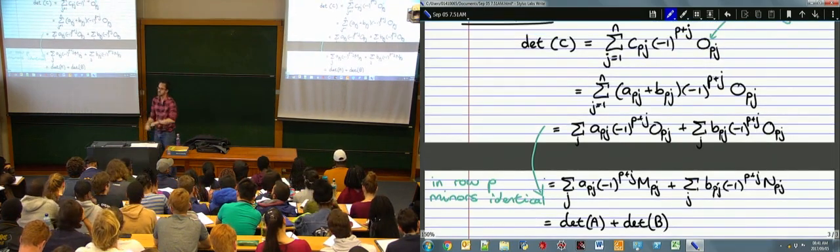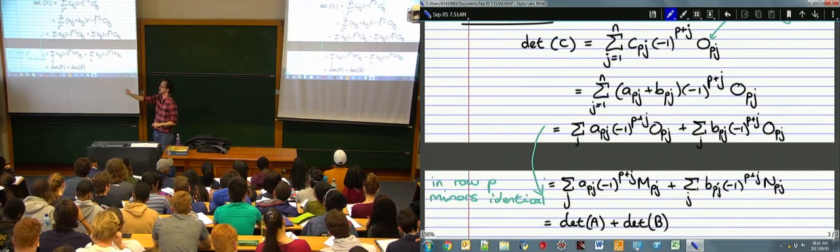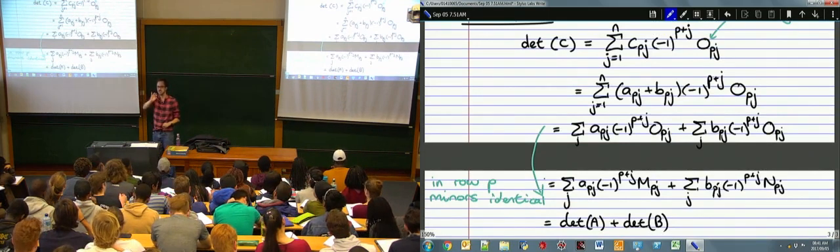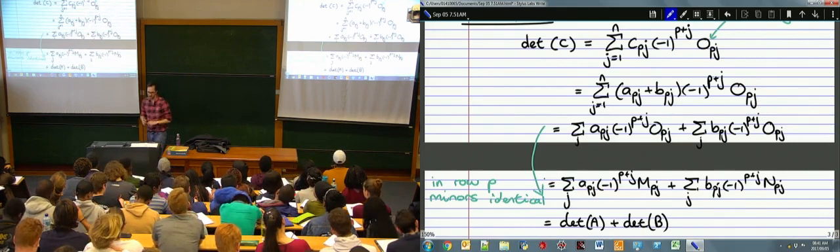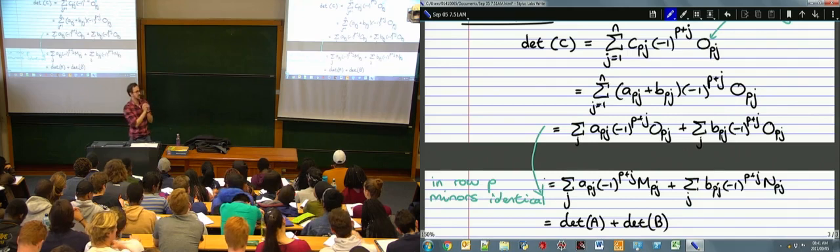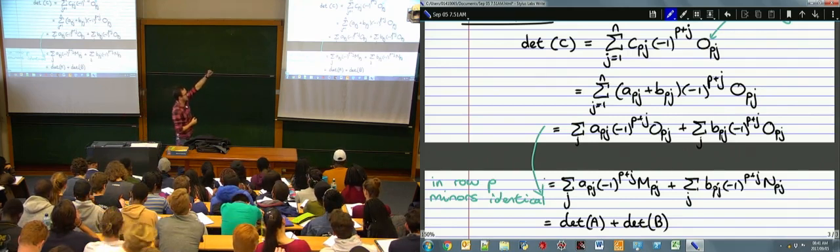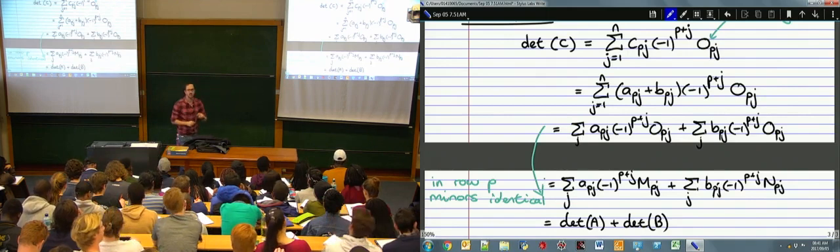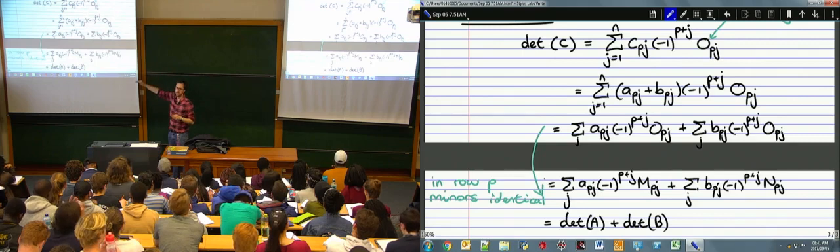Please don't think, it's very easy to get confused, that C is equal to A plus B. No, it's only one row of C which is equal to A plus B. It's not that the determinant of the sum is equal to the sum of the determinants. That's not true. It's the determinant of this matrix C, which is generated in a very particular way from A and B. Okay. Is everyone happy with what we've done over here?